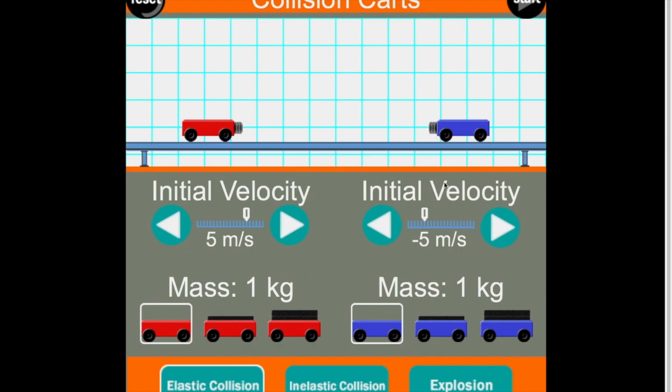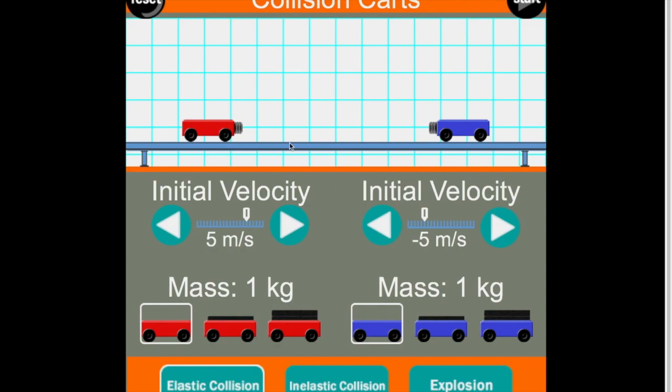If I have carts that are identical to each other, the mass of this one is 1 kilogram, the mass of this one is 1 kilogram. They're moving at the same speed, but in opposite directions, 5 meters per second to the right, 5 meters per second to the left, -5. What do you think is going to happen after they collide?